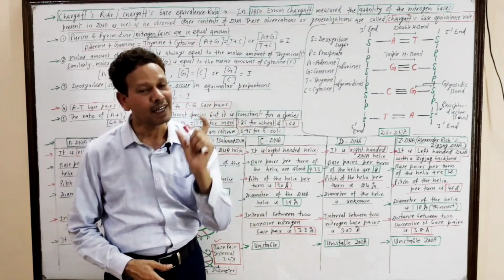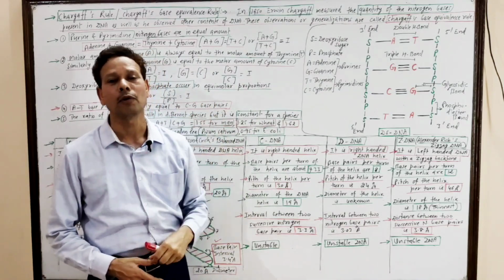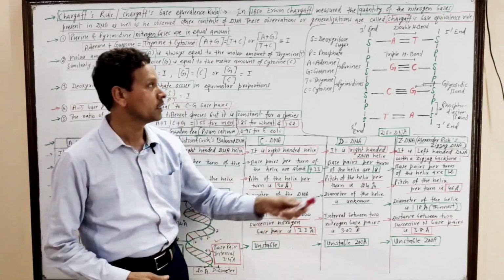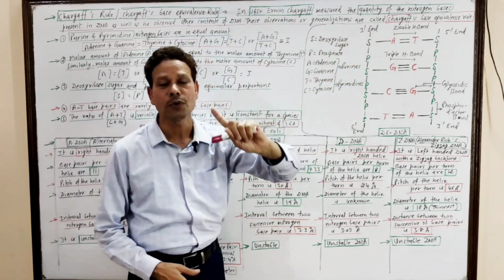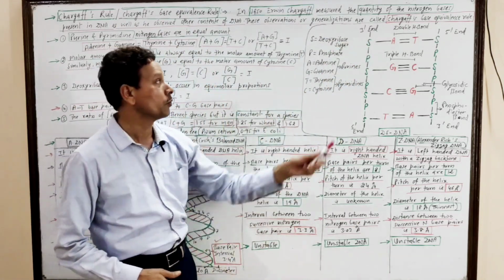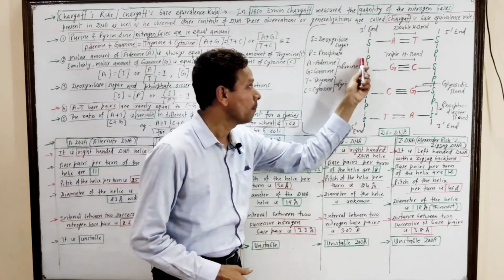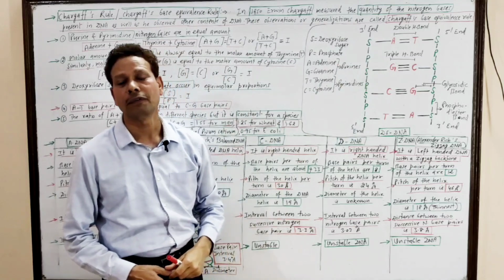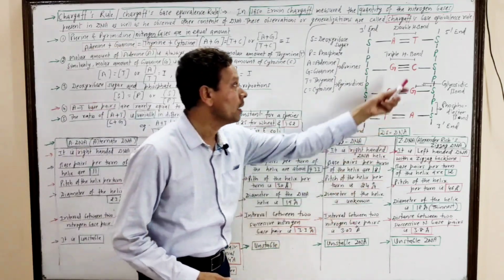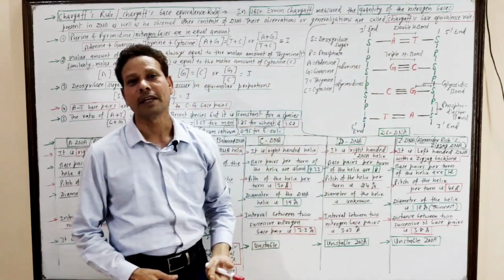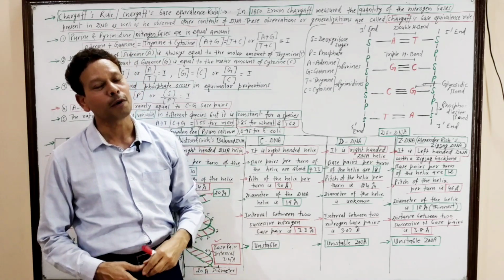Each DNA nucleotide or deoxyribonucleotide has three components. One is pentose sugar, that is deoxyribose sugar. It is represented as S. The second component is phosphate group, phosphoric acid, and the third component is nitrogen base, purines or pyrimidines.